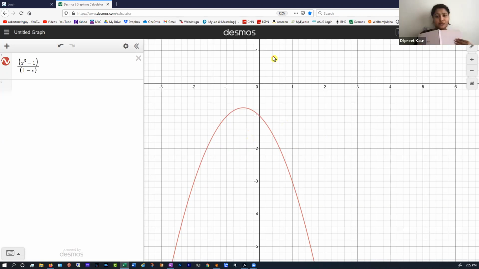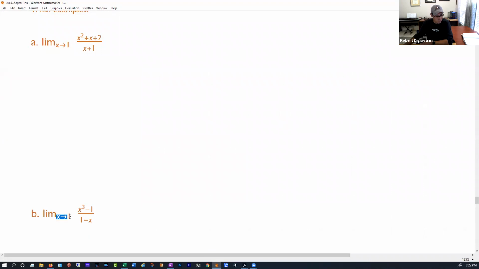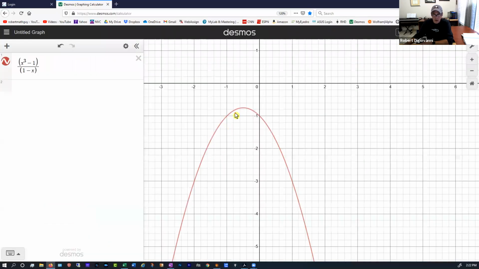Is it from left or right? It's both, because it doesn't have a plus or minus, right? Our problem had just the limit as x approaches 1 of this. And so now we're looking at that, so you have to approach from both sides. Does it look like it's headed somewhere to you?